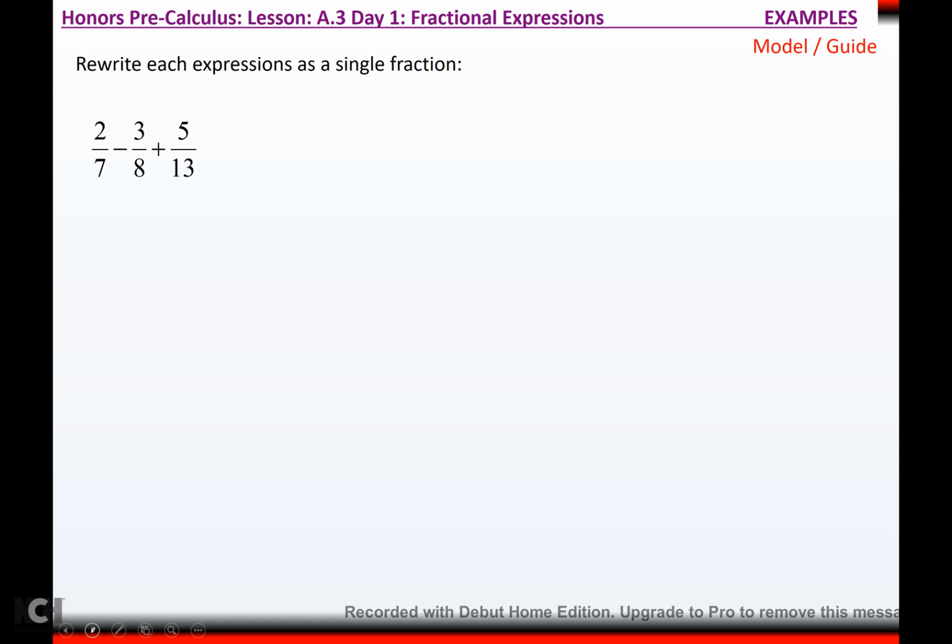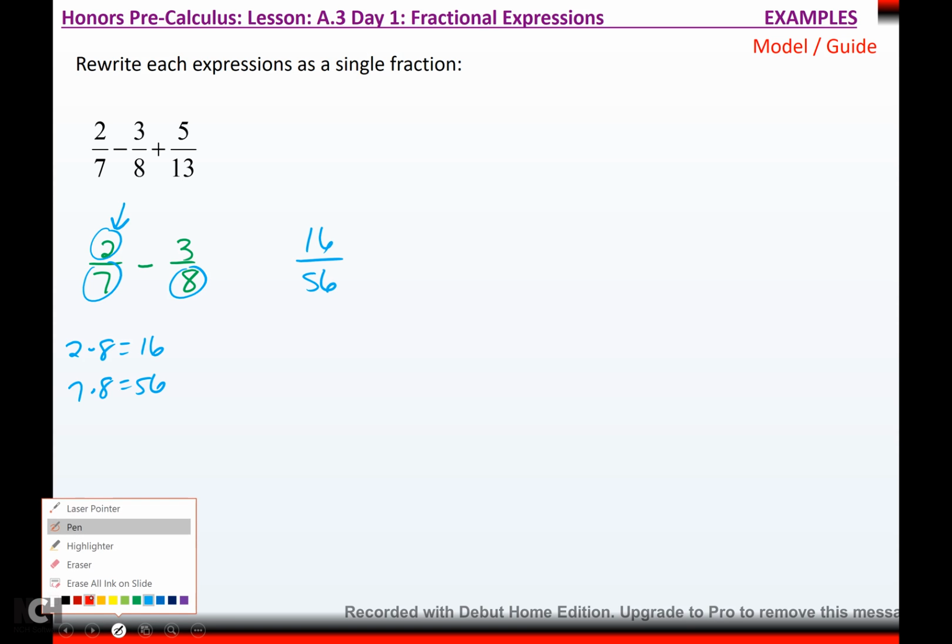Alright, so if you got 3, you just go 2 at a time. 2 sevenths minus 3 eighths. I'm going to take 2 and 7 and multiply by 8. 2 times 8 is 16, 7 times 8 is 56. So this fraction becomes 16 over 56.